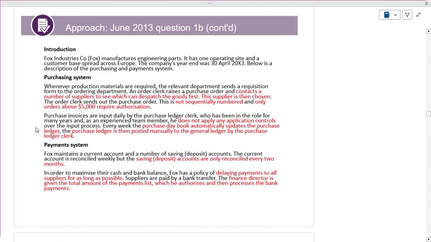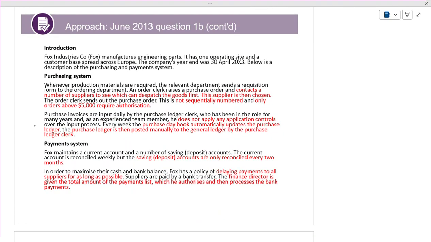They have given suggested questions. In the red, contact numbers of suppliers to see which dispatch first. The supplier is then chosen, not sequentially numbered. Only orders approved. Does not have any application controls. Purchase daybook automatically updates, but it is updated manually to the general ledger. They are talking about the reconciliation, about delaying payments, and about the approval by the finance director.